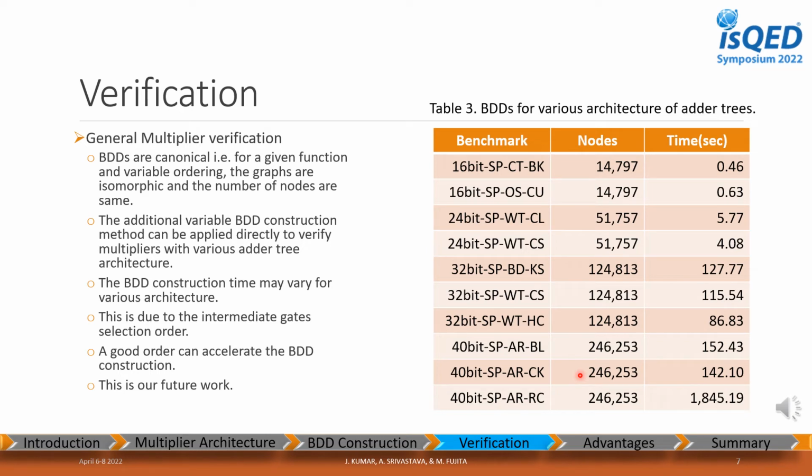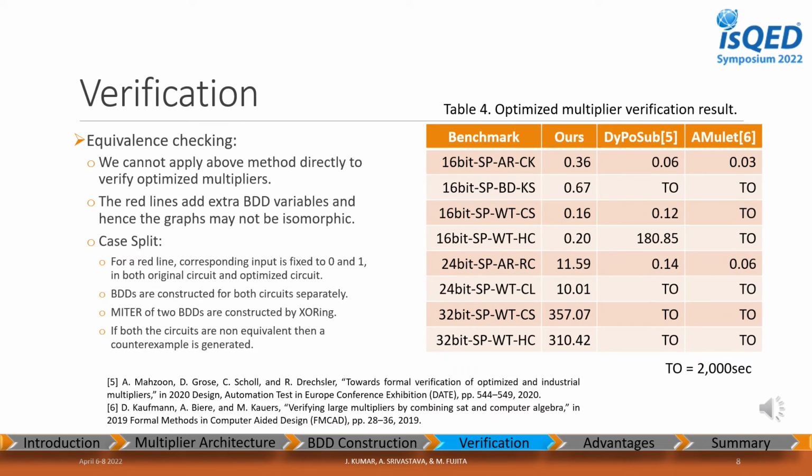of generated BDD nodes. Further, you can see that the BDD generation time varies for different architectures for the same size of circuit. This is due to the intermediate gate selection order. We can accelerate the algorithm of BDD generation by using a good intermediate gate selection order. Moving to the next slide. Continuing the verification.